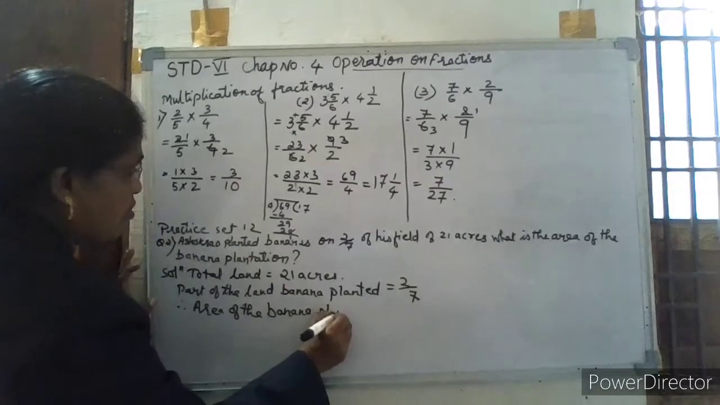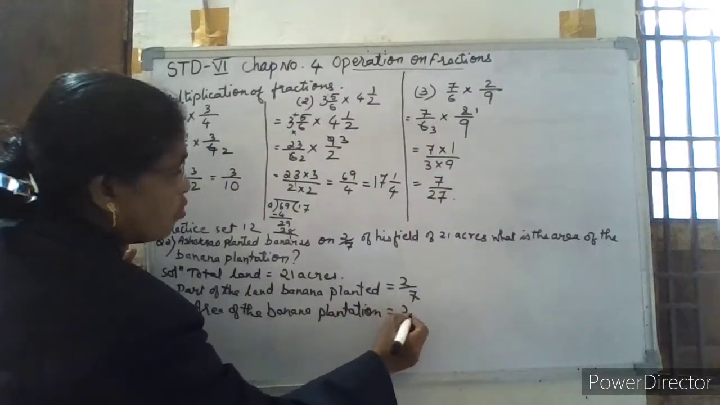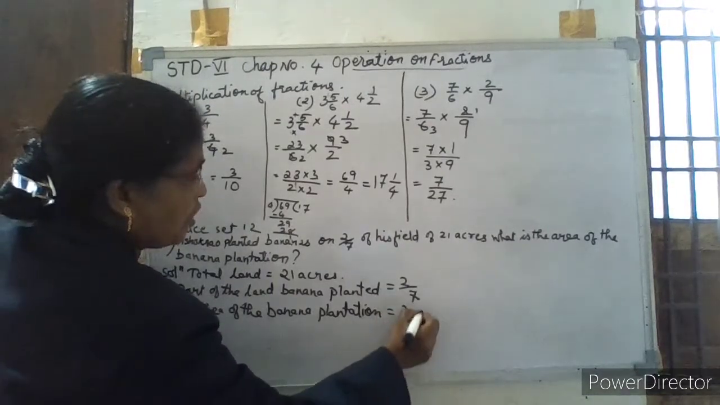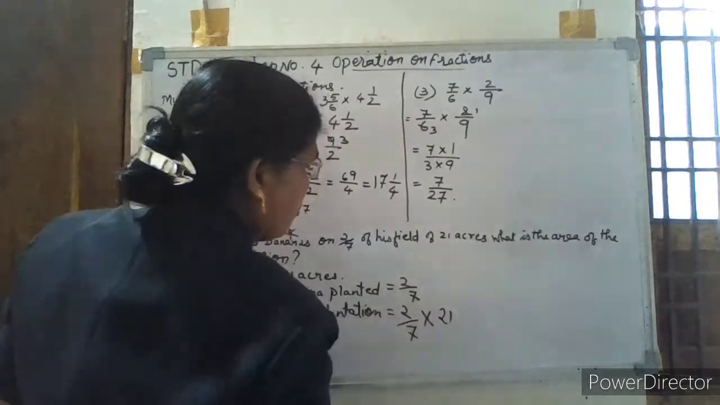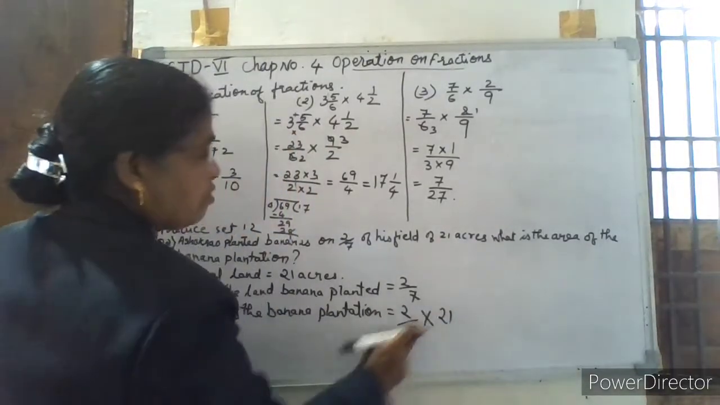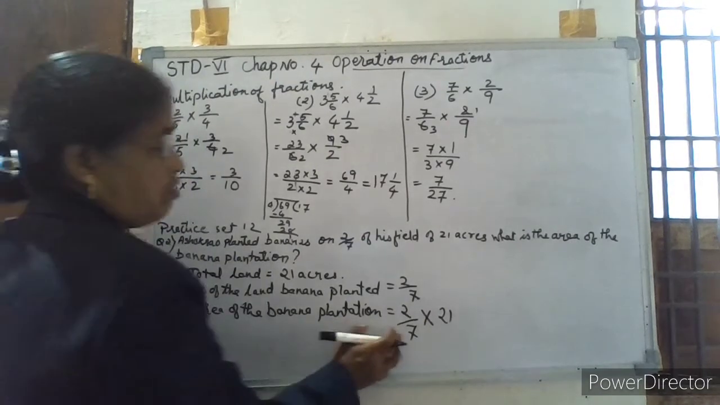This is equal to 2/7 of, which means multiply, of his field is 21. Now this way and this way cross we can cancel. They are multiples of the same number. See, 7 ones are 7, 7 threes are 21.